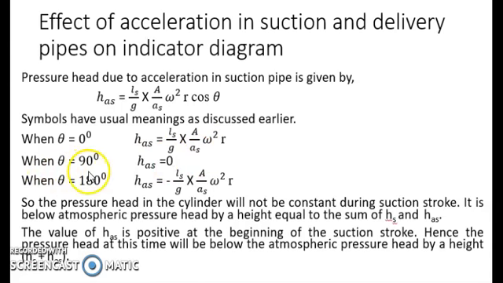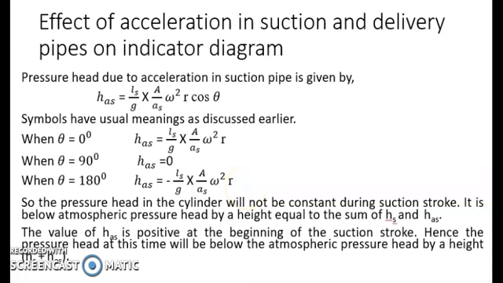When theta is equal to 90 degree, h_as is equal to 0, as the value of cos theta is equal to 0 in this case. And when the value of theta is equal to 180 degree, the value of h_as is equal to minus L_s upon g into capital A upon a_s into omega square r, as the value of cos theta is equal to minus 1 in this case.